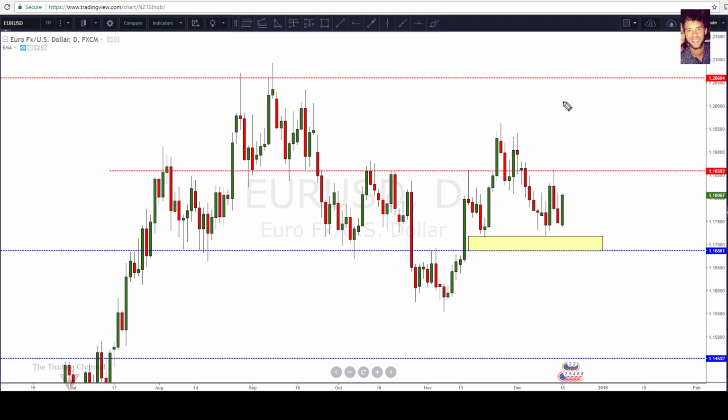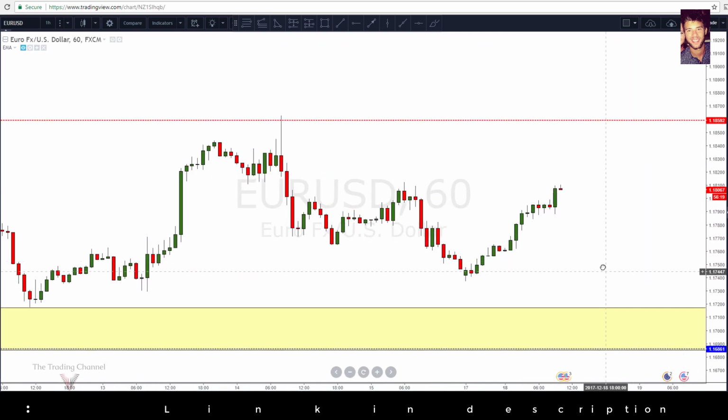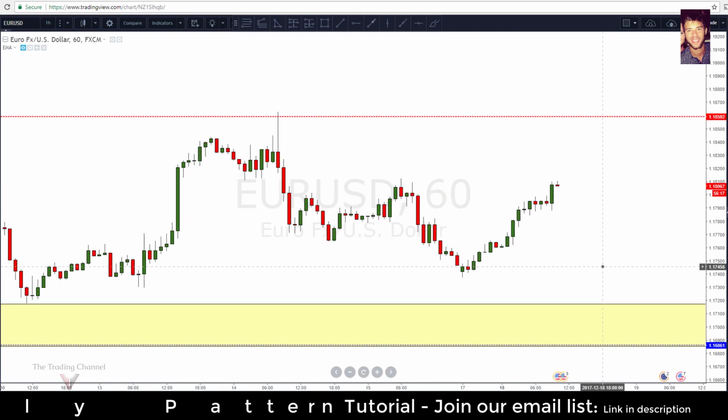I do want to pay attention to one more thing we have on a lower time frame here on the euro dollar. If we take this market all the way down to the hourly chart and I zoom in, do you guys see any type of potential trading opportunity to the downside close to our resistance level?